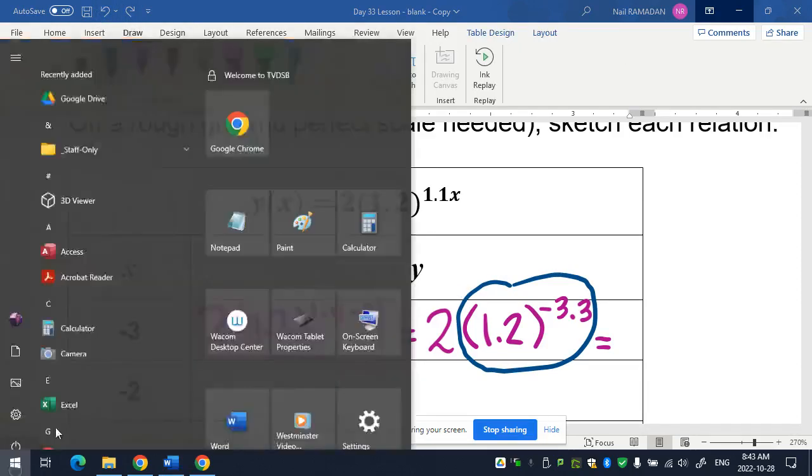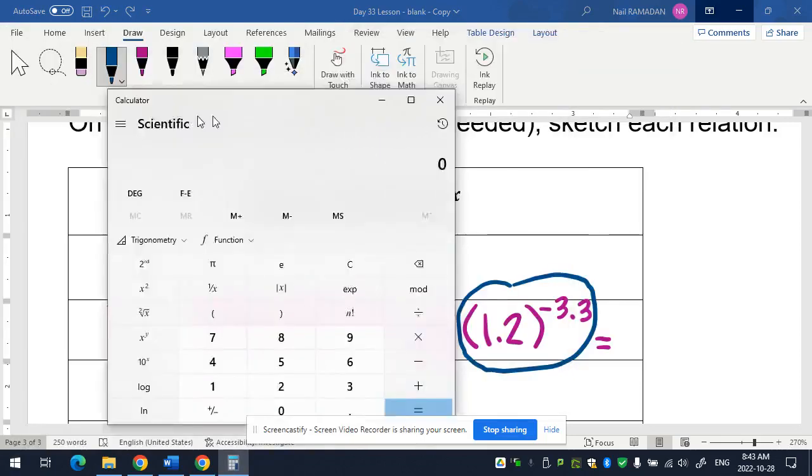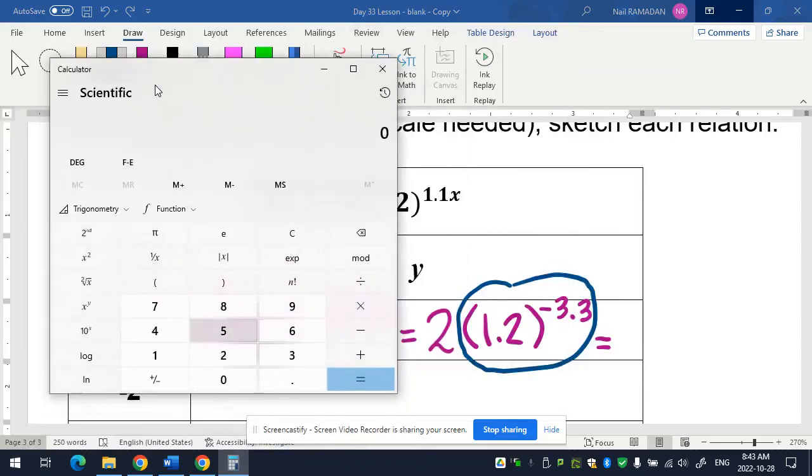All right, so here's my machine. How do I put 1.2 to the power of negative 3.3? I put it exactly as you see it. 1.2 to the power of 3.3. Do I use this negative or this negative? This is a subtraction negative. I'm not subtracting, I'm using a negative number. Okay, everyone, let's multiply that by the first number outside of the circle, 2. In one shot, times 2. There you go.